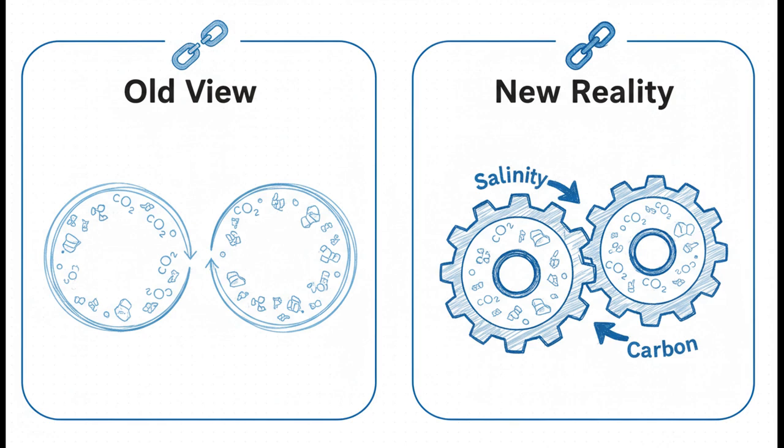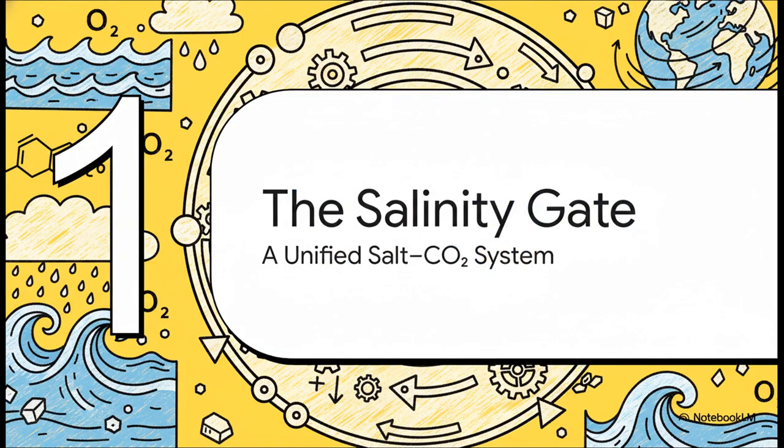Salinity isn't some passive passenger just along for the ride in the ocean's currents. Nope. It's actually a key driver, the master variable, you could say, that actively controls how much carbon the ocean can absorb and, crucially, how much it can store away. This connection is so powerful and so fundamental that scientists have given it a really cool name, the salinity gate. Think of it as a whole new framework for understanding the ocean's role in our climate, one that finally links salt and CO2 together in a way we've never really appreciated until now.